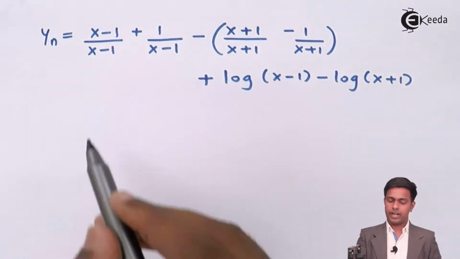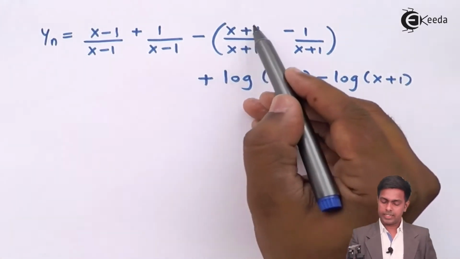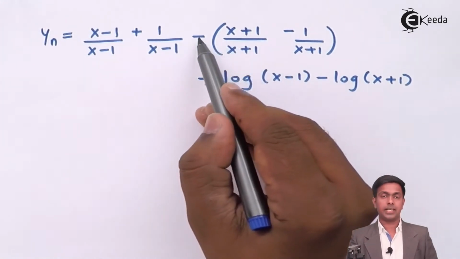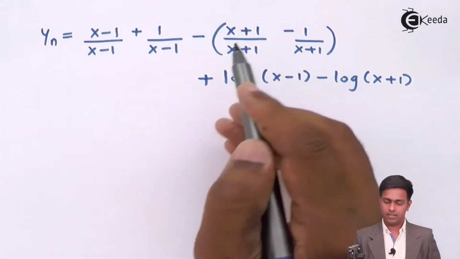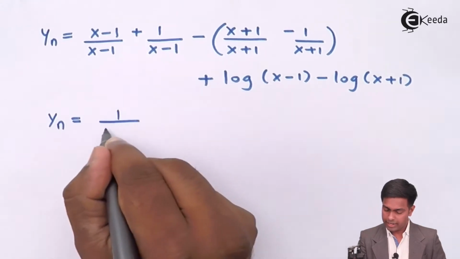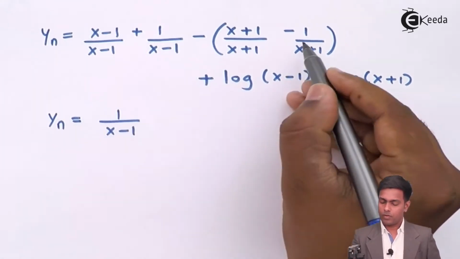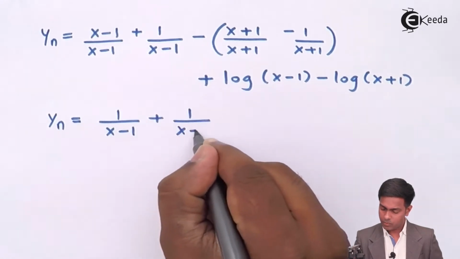Now guys, here x minus 1 cancelled, here we'll get 1. Here it is cancelled, we'll get 1, but due to the minus sign that will become minus 1. So 1 and minus 1 will be cancelled. So we'll write the remaining terms. So we will get 1 upon (x minus 1) from here. From here we'll get minus minus plus 1 upon (x plus 1).